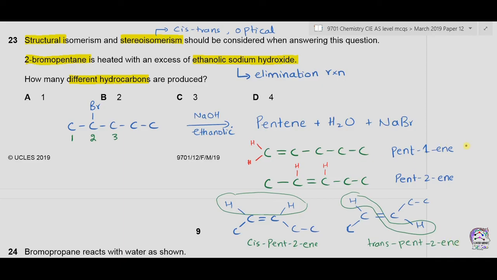So in total we have 3 different types of pentene being formed. First one is pent-1-ene, second is cis-pent-2-ene, and third is trans-pent-2-ene. So therefore answer is C.